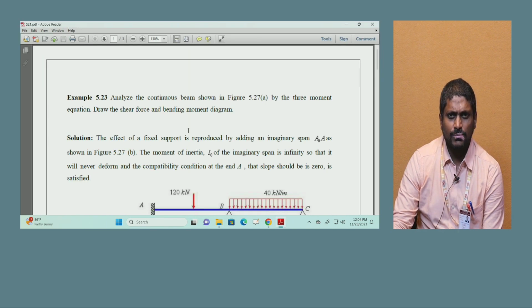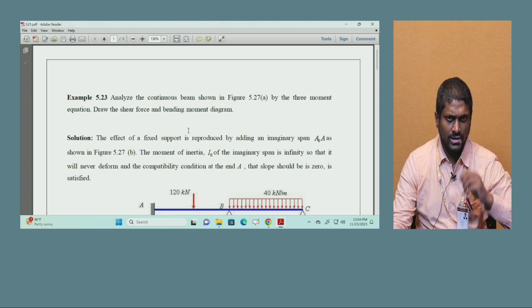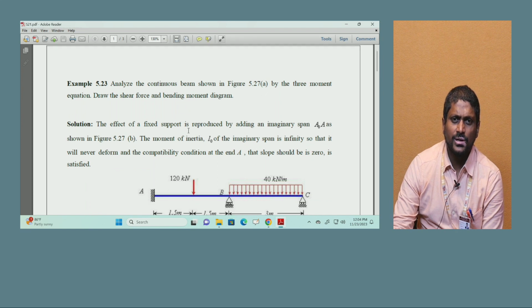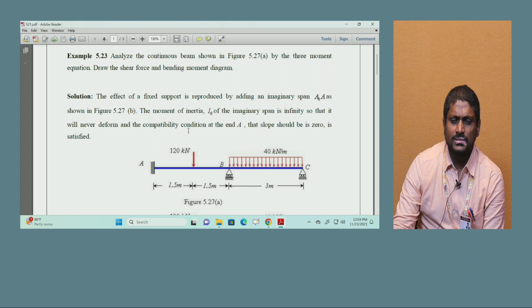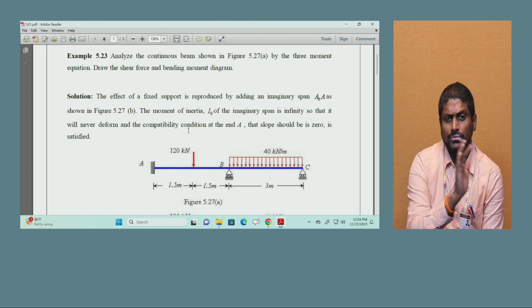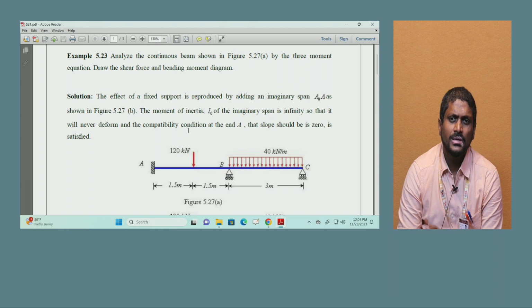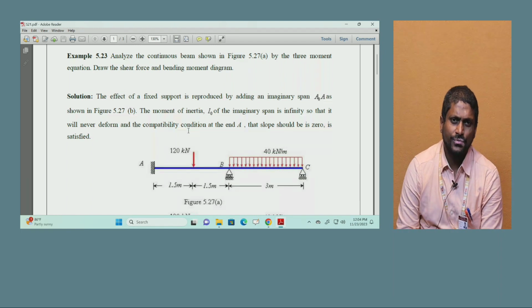Then analyze the beam as shown in the figure below by the three moment equation. Draw the shear force and bending moment diagram. The effect of the fixed support is reproduced by adding an imaginary span. That means whenever a fixed support is there, you have to convert it into an imaginary span, that is A naught A, as shown in the figure.